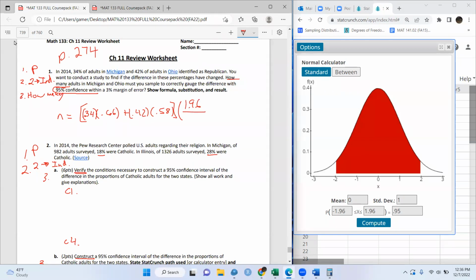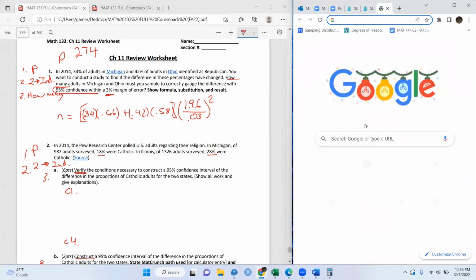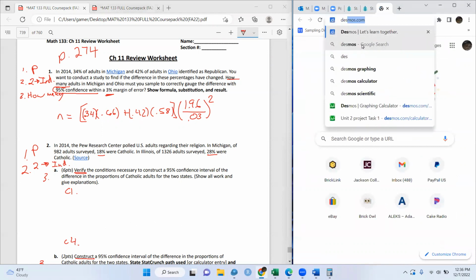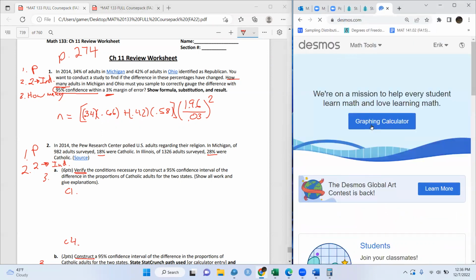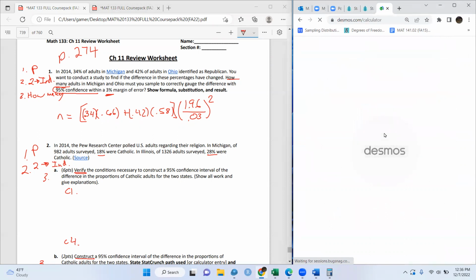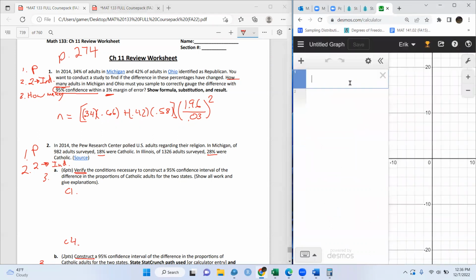The most common mistake I see on this problem is forgetting to convert this percent to a decimal when putting it in. So it's that. And then this one can be a little tricky typing in sometimes. If you're using Desmos, typing exactly how you see it, you can't use brackets.